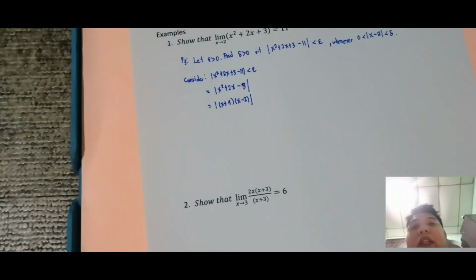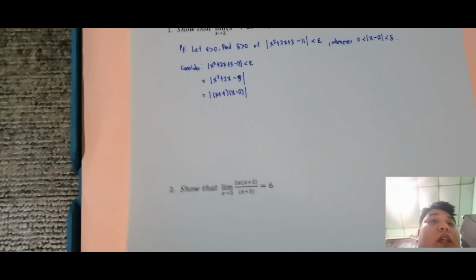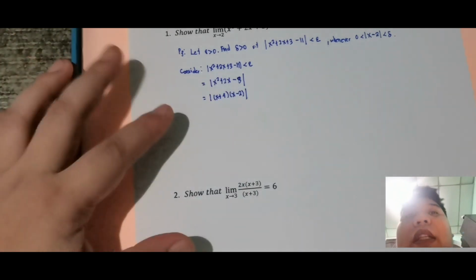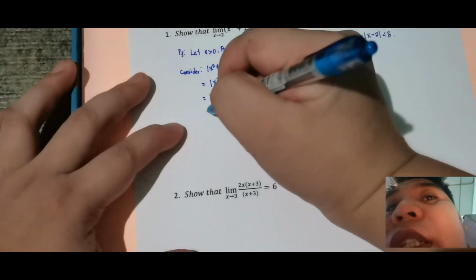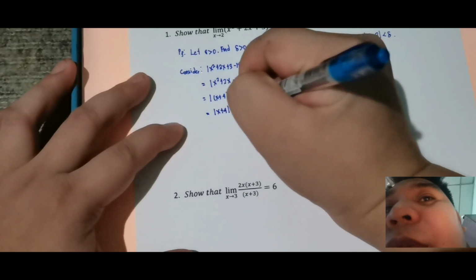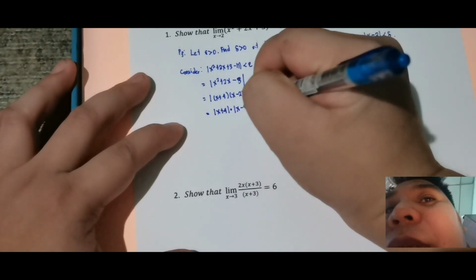Okay, so kung i-compute natin, that is 4x negative 2x, that is 2x. 4 times negative 2 is negative 8. Okay, so that is correct. So again, finactor ko siya. Next, by definition of absolute value, yung product, pwede ko siyang paghiwalin. So this is equal sa product ng absolute value of x plus 4 multiplied by absolute value of x minus 2.